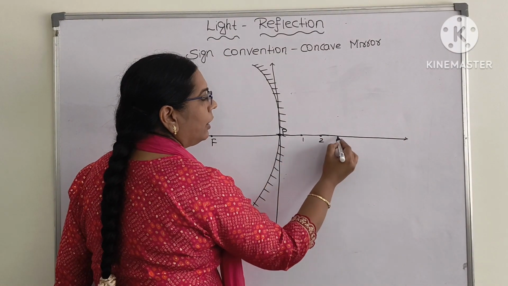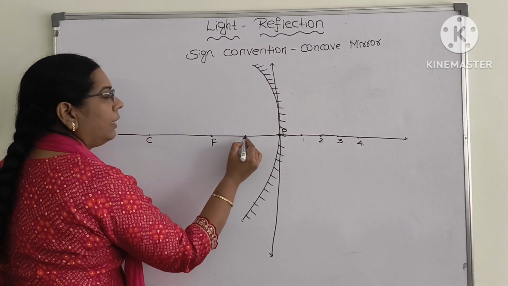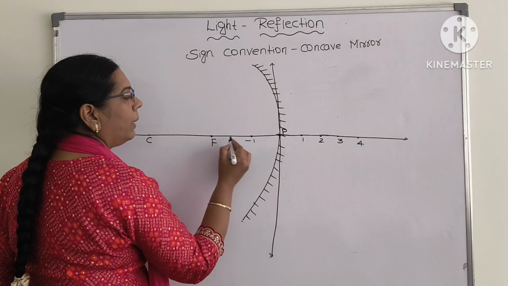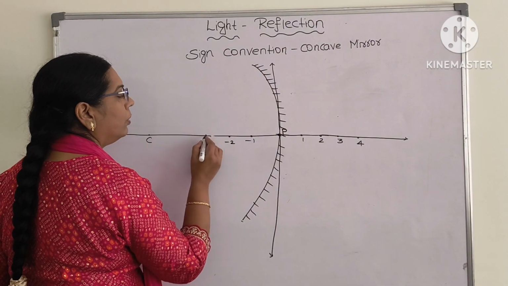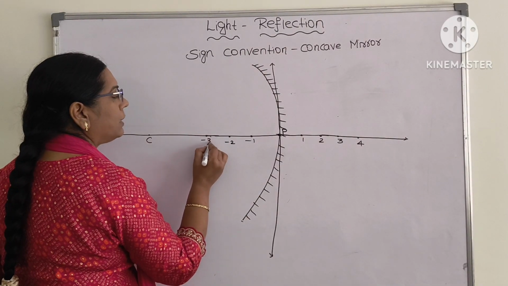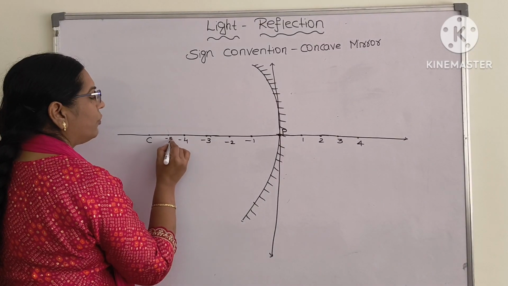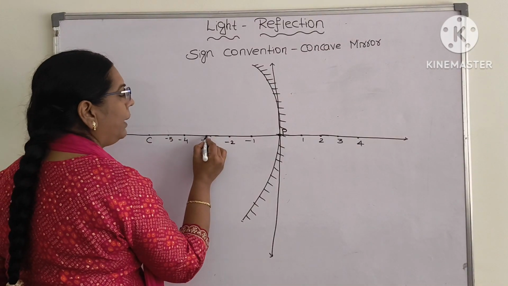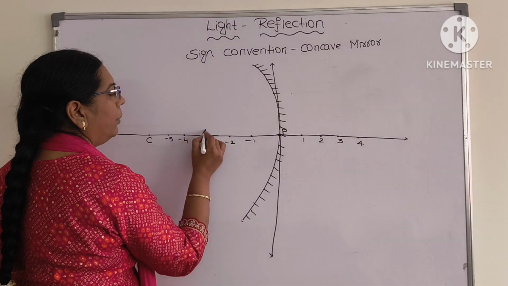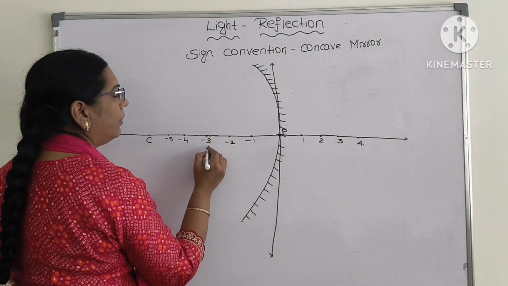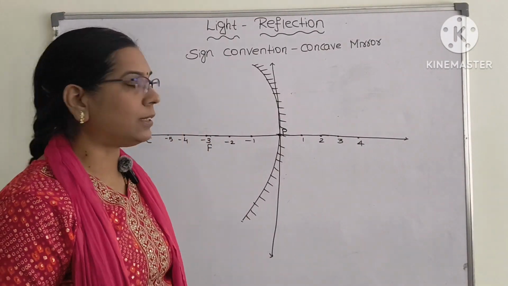I'll just give some numbers for your understanding. Towards the left we have -1, -2, -3, -4, -5, and so on. Let the focus be at -3. Let the focus be at -3.